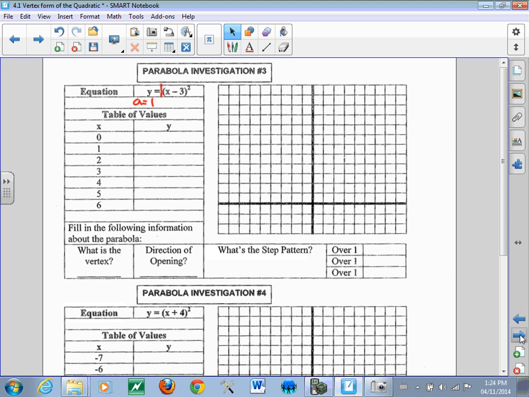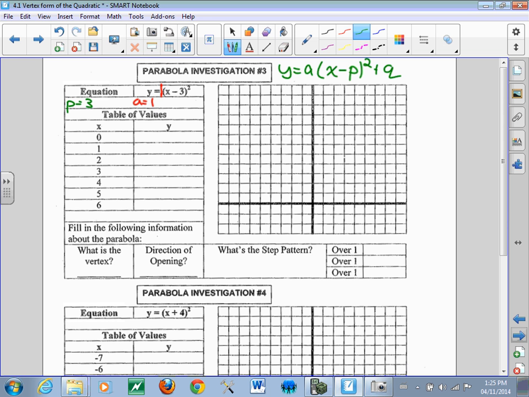I just want to quickly remember that vertex form that we wrote down from last class is y equals (x minus p) squared plus q. So the negative is part of the formula, and then the p in this case is going to be 3. So p equals 3 in this case. And that's going to change which direction we go. We've already explored going up and down. What do you think this is going to be?